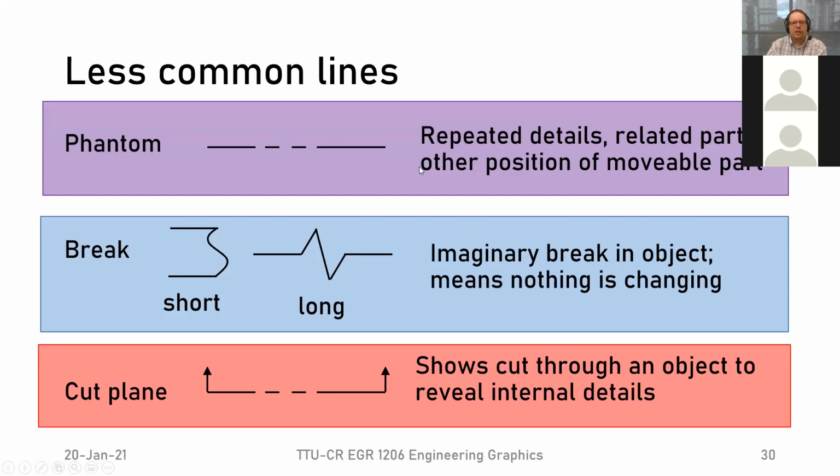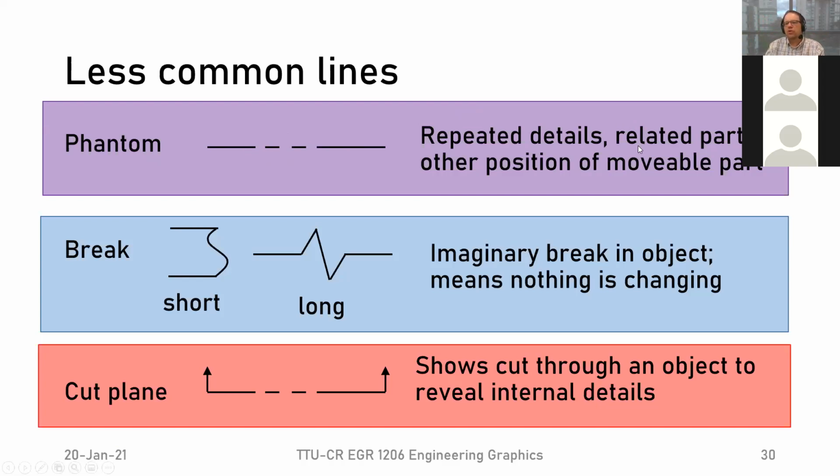Now, just briefly, there's some less common lines as well that you should know about. The phantom line is similar to a mix of hidden lines and center lines, right? They have a long dash and then two short dashes instead of the one short dash for the center lines. We use phantom lines for repeated details. If something happens over and over in our drawing, we just do it once or twice and then show with phantom lines if there's more of them.